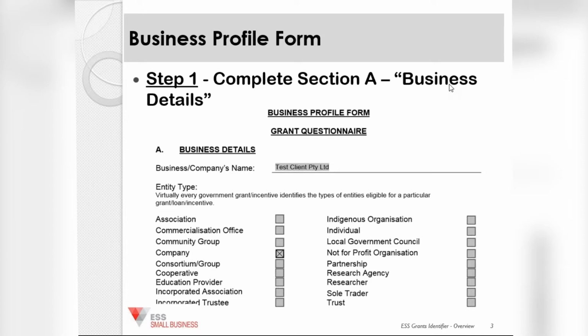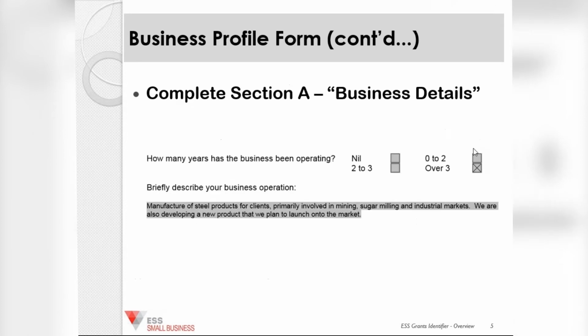So when you have a look at the business profile form, step 1, complete section A, business details, you will be asked to type in your firm name. We've used Test Client Proprietary Limited as the sample for you today. You will then be asked to identify which type of entity your organisation is. We've selected a company. Please put a cross in the one that applies to you. But if you're a sole trader, obviously you cross sole trader or whatever your business entity is.